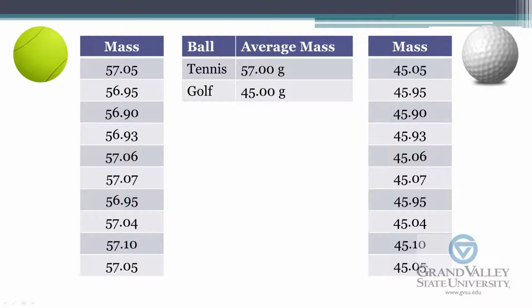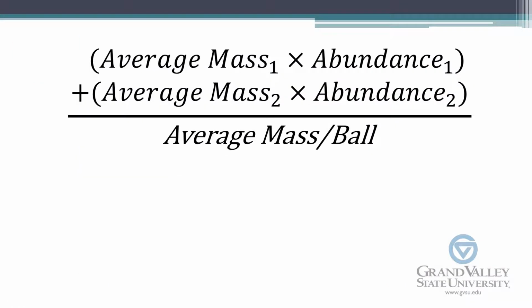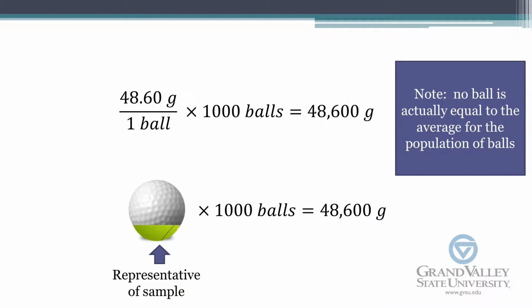If we were to say for every 10 balls, 7 are golf balls and 3 are tennis balls, we can calculate percentages that represent each type's relative abundance. Golf balls are 70% abundant, and tennis balls are 30% abundant. By multiplying the abundance by its respective mass and adding them together, we can calculate the average mass for the entire population of balls. This comes out to 48.60 grams per ball. By multiplying this by 1,000, we can find what mass of balls we need to measure out to have a total of 1,000 balls. This is how scientists calculate the average atomic masses, which we find on the periodic table.